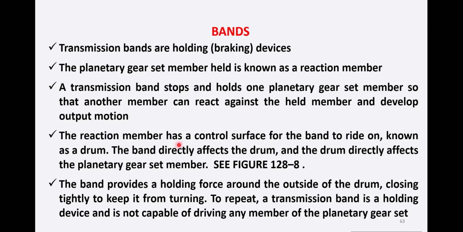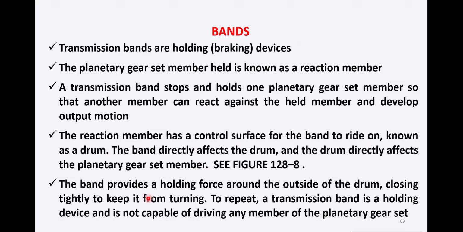The reaction member has a control surface for the bands to ride on. So the reaction member, which we are holding, has a control surface for the bands to ride on to stop the motion of those parts, known as the drum. The band directly affects the drum, and the drum directly affects the planetary gear set's member. We will see in this figure.